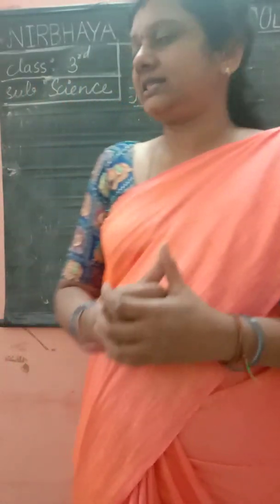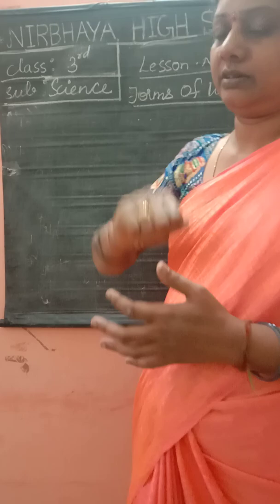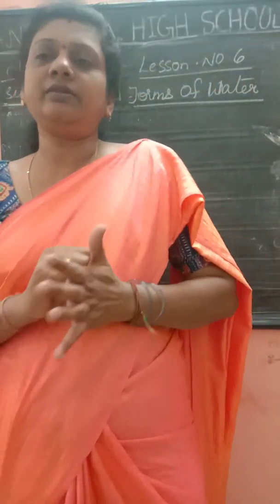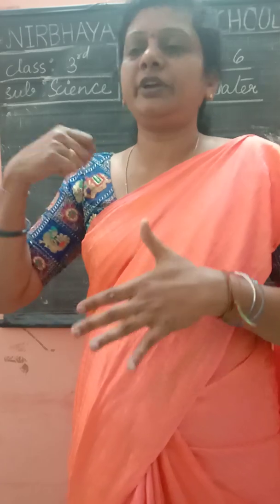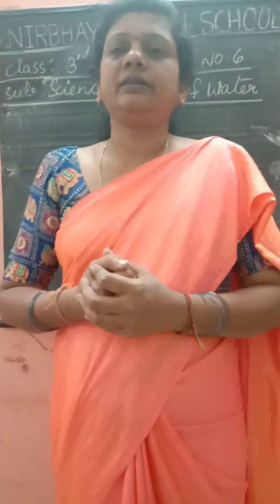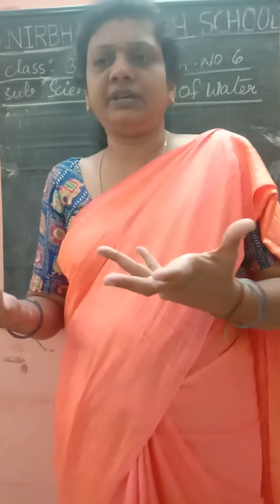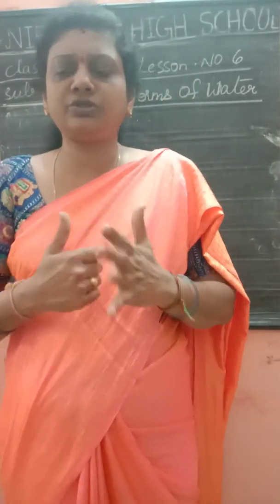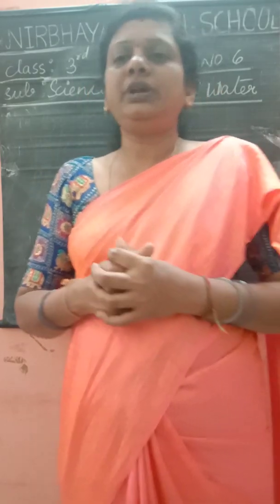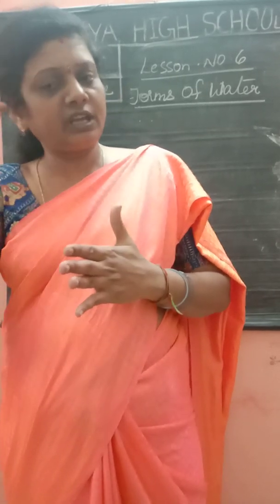Yes, today in our third class science, lesson number 6, forms of water. One day while you are coming to school or going to your neighbor's or friend's house, we saw some water there. After one day, again while passing that way, we saw that the water had disappeared. What happens to that water? You should think about the answer.